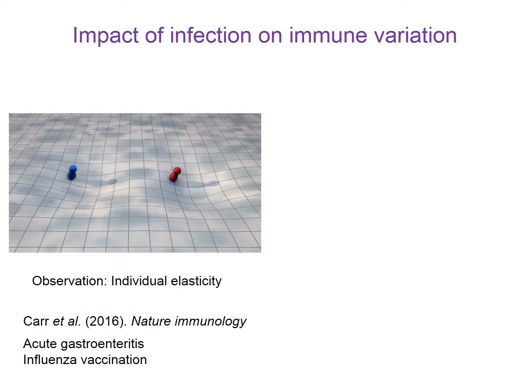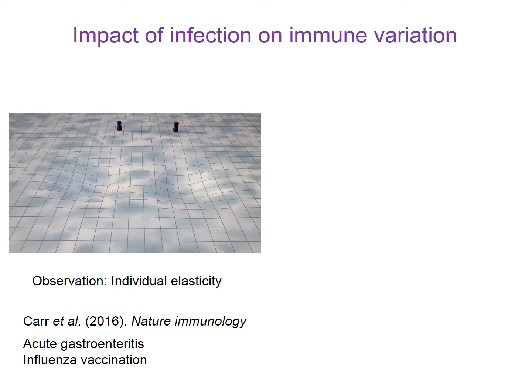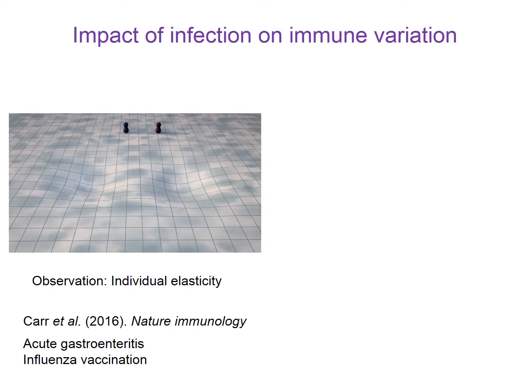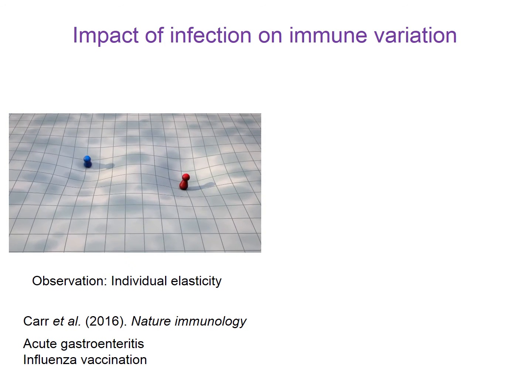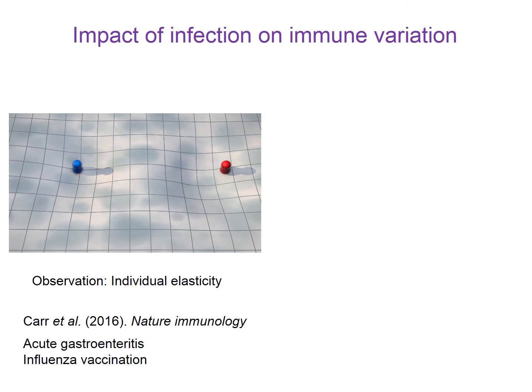During an infection, the immune system does change. However, for acute infections, after the initial change in the immune system, individuals appear to revert back to the original stability island. This has been observed in the cases of acute gastroenteritis and also in influenza vaccination.